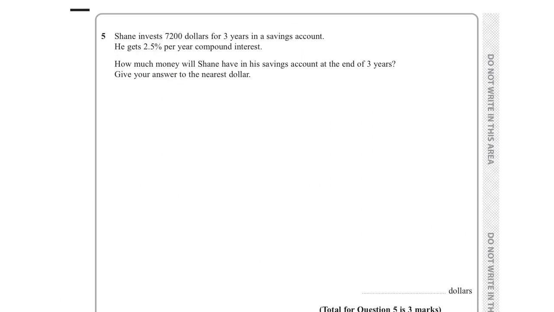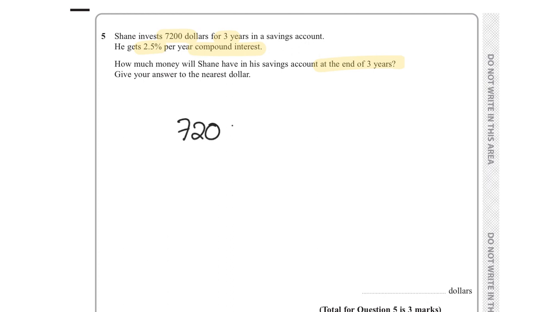Okay, we've got a compound interest question here. Now, compound interest is quite a nice question. It comes up quite often. We have the information of $7,200 for 3 years at a compound interest saving of 2.5%, and they want to know how much he's going to have at the end of 3 years.